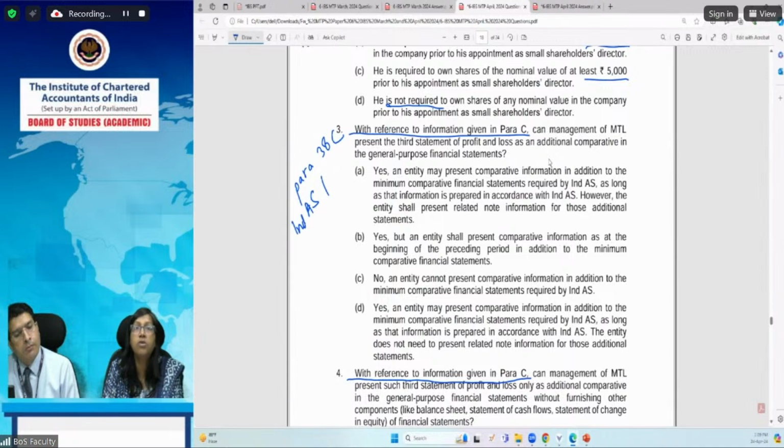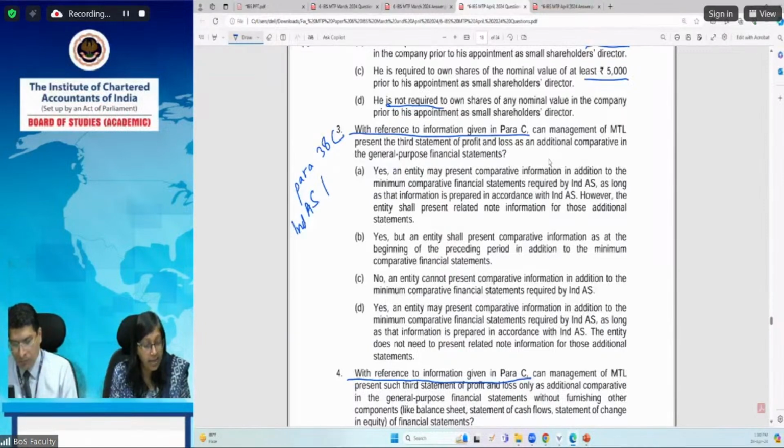However, for MCQs, you are not supposed to give any reasoning also, but in case in future a descriptive question comes where you feel that you have to give the para number of Ind AS, it is not required. But for reference, I am mentioning that para 38C of Ind AS 1 states that an entity may present additional information. Para 38C is basically for additional information. What kind of additional information can be presented by the preparers of the financial statements?